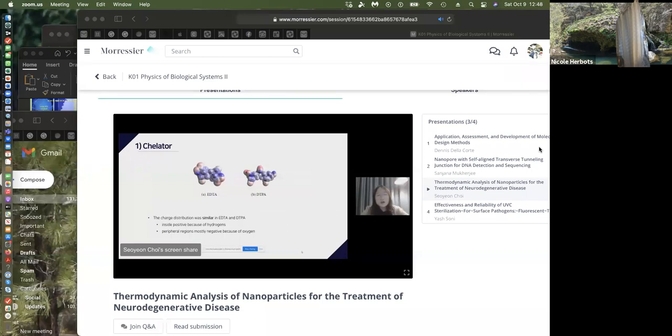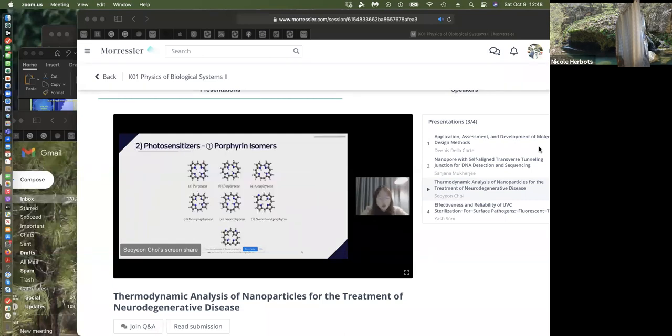Observing the EPM, we saw that the charge distribution was similar in EDTA and DTPA. It was a little bit predictable since in the inside regions there are hydrogens, so they're positive. The peripheral regions are mostly negative because of oxygen. Next, we observe the metalloporphyrins. We also observe the porphyrin isomers, the following 7 porphyrin isomers.